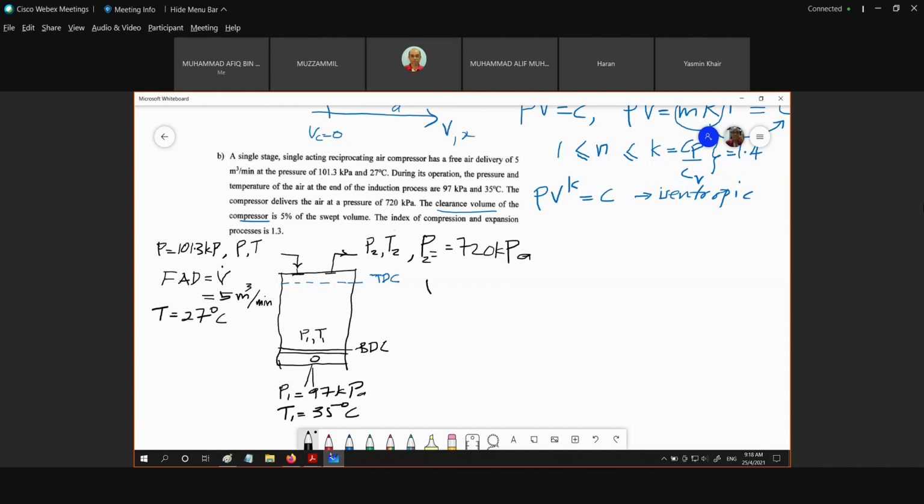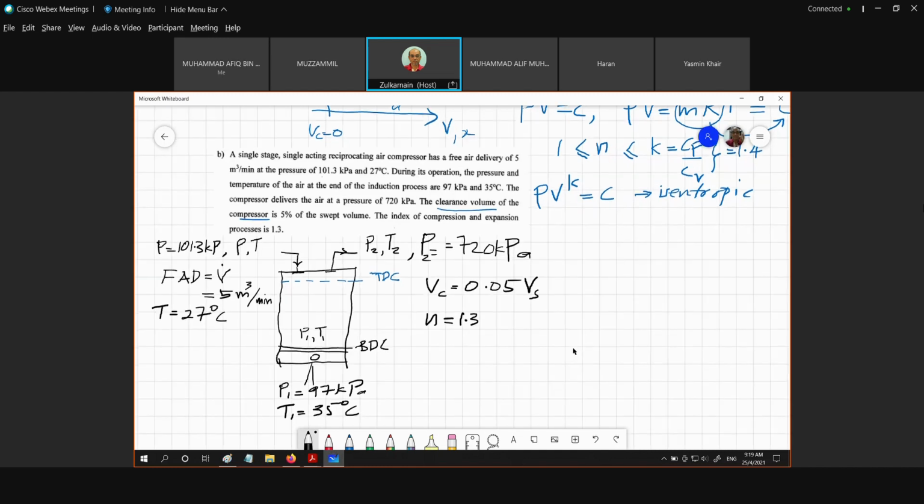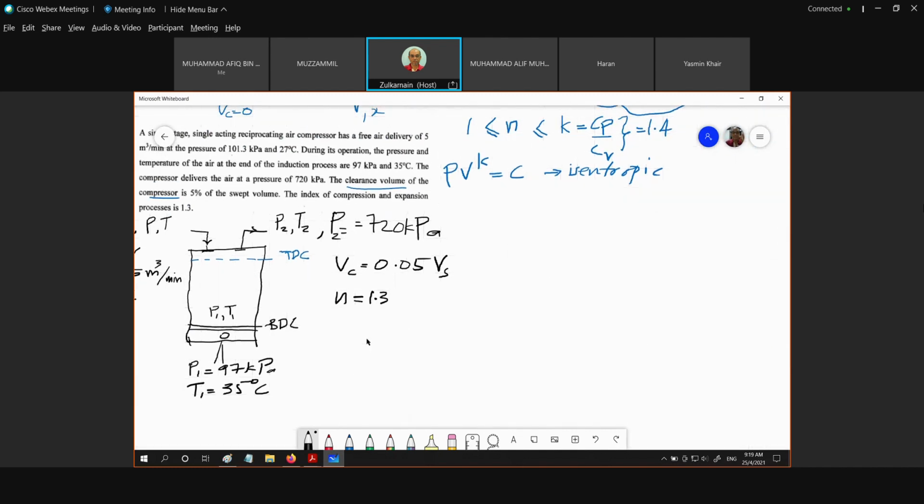And it is also given VC is equal to 0.05 Vs. And it gives the polytropic expansion and compression and re-expansion index as 1.3. We know that the K value of air is 1.4. So this means the process for compression is a polytropic process. Then next we sketch our PV diagram. So how do we sketch our PV diagram? So this should be our PV diagram.